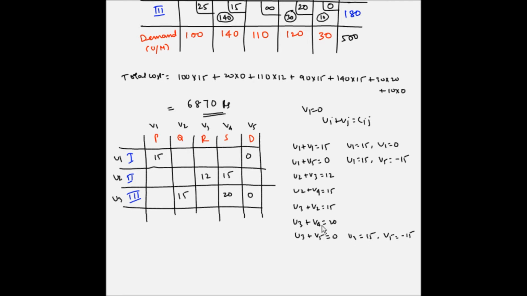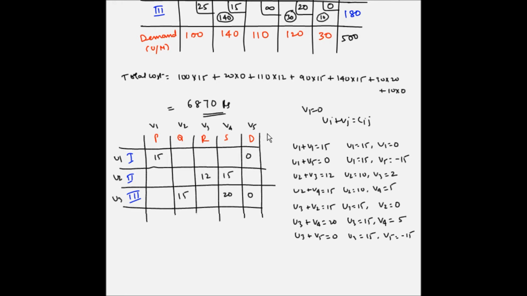Now using the value of U3 here in this equation, U3 equals 15 and V4 becomes 20 minus 15, which is 5. Now in this equation again, U3 equals 15 and V2 becomes 15 minus 15, which is 0. Now in this equation, V4 is 5, so U2 becomes 15 minus 5, which is 10. Now since we have the value of U2, V3 becomes 12 minus 10, which is 2.